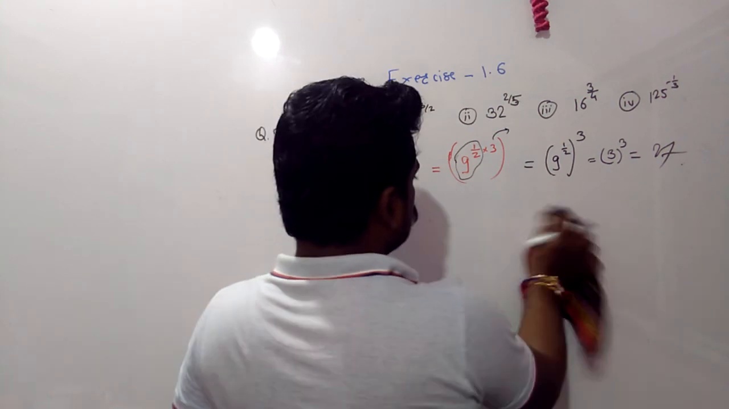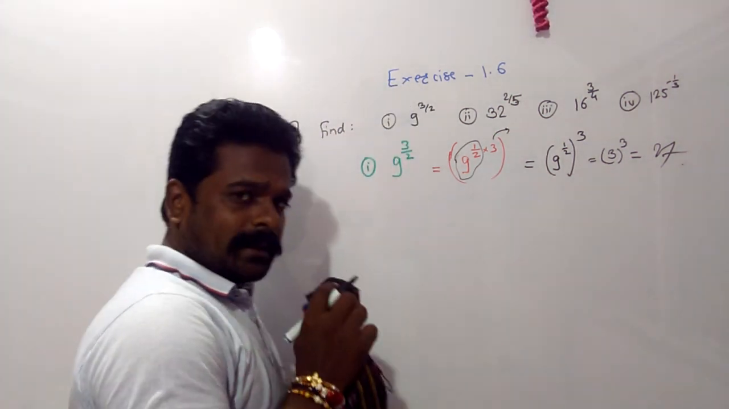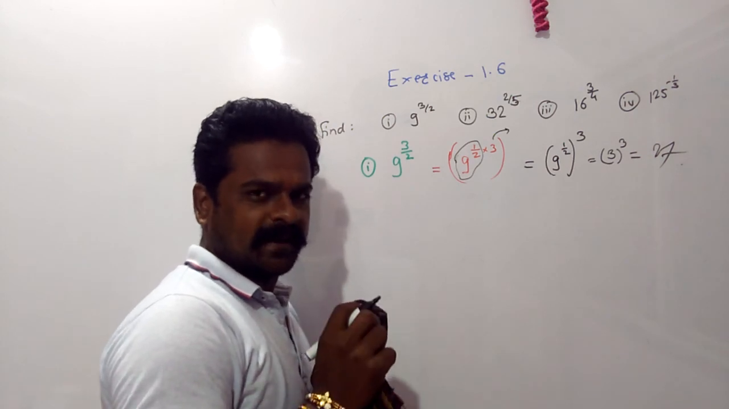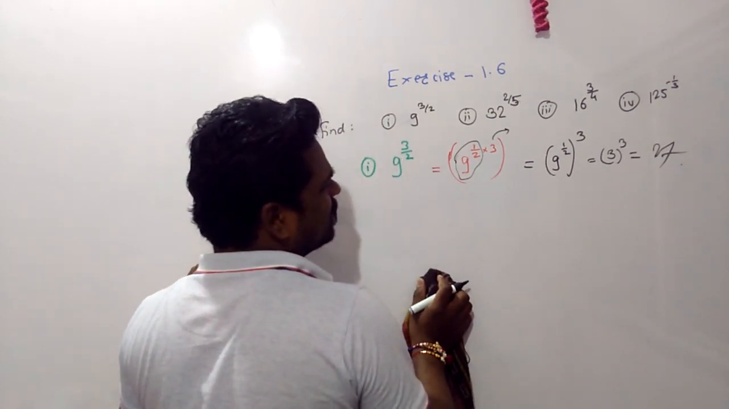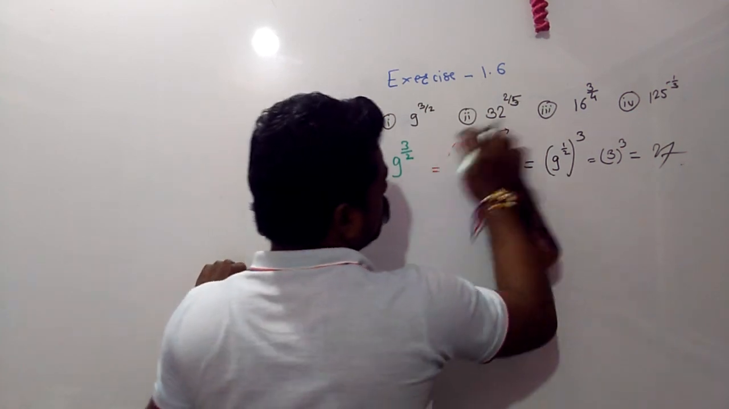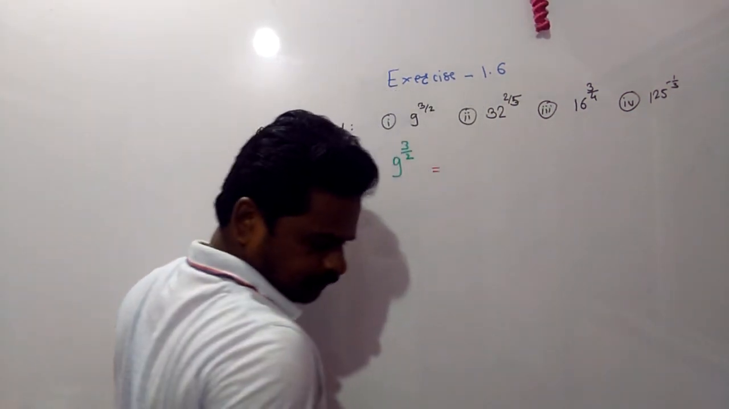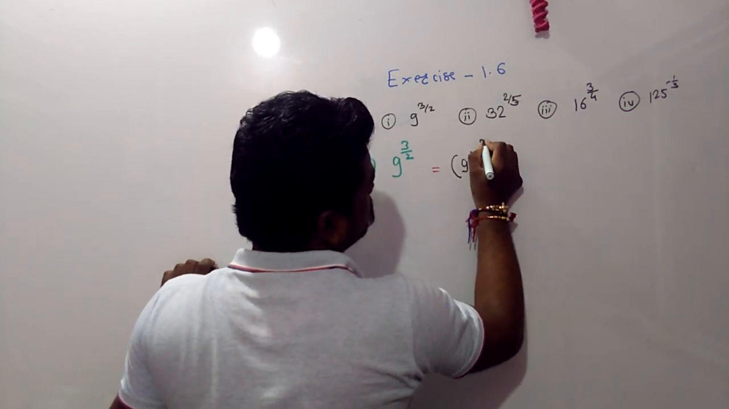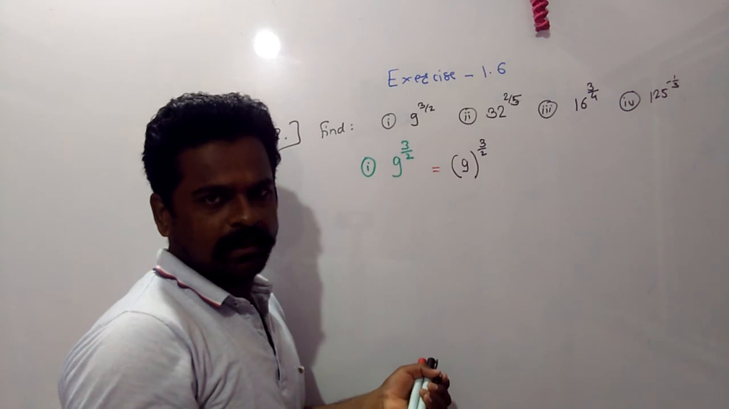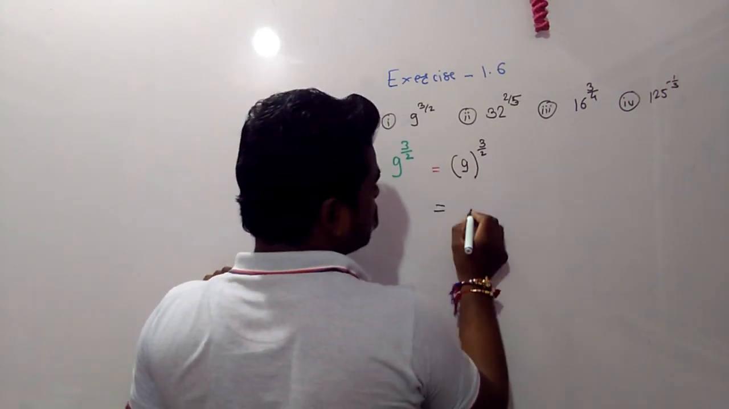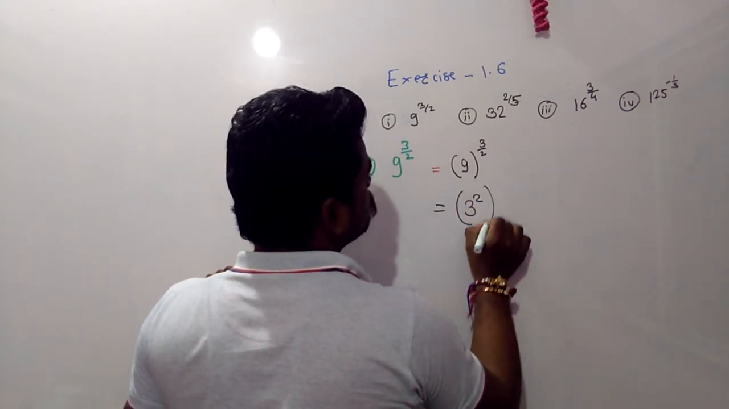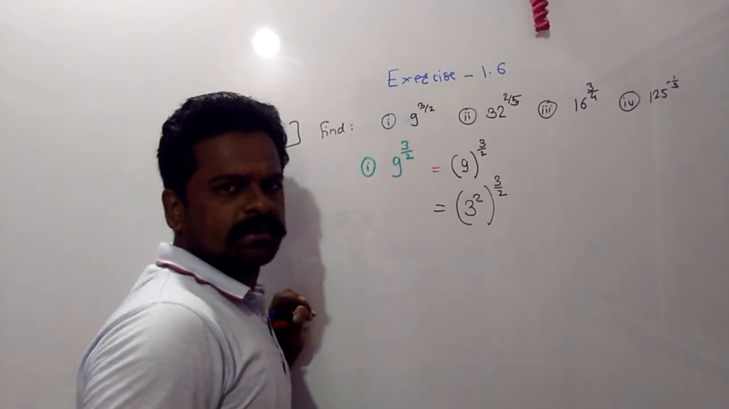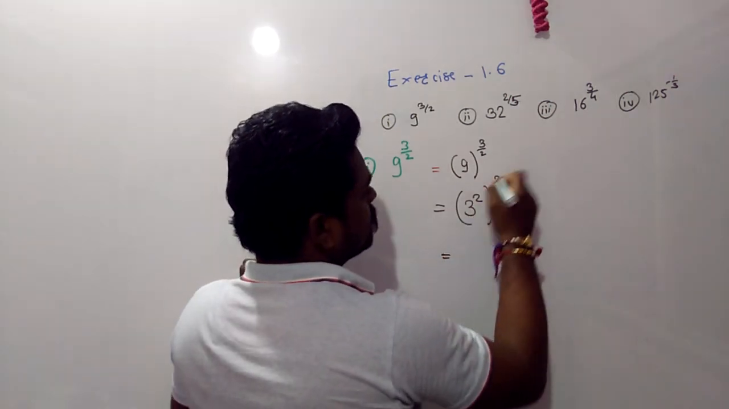Or you can do it the previous way, which we had written there. What we did in the previous examples, question number 1, was this: if 9 raised to 3 by 2 is there, then we can write 9 in this form, 3 square, raised to 3 by 2. No problem, because 3 square is 9, we know that.